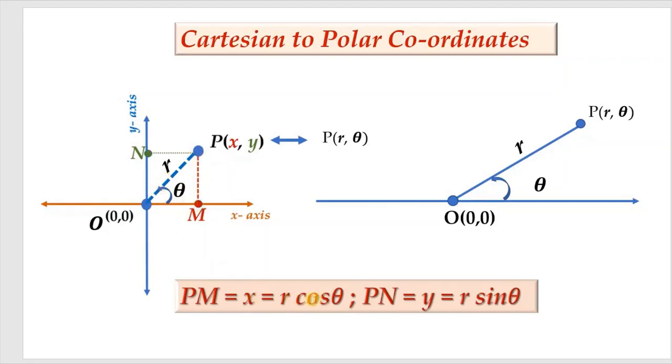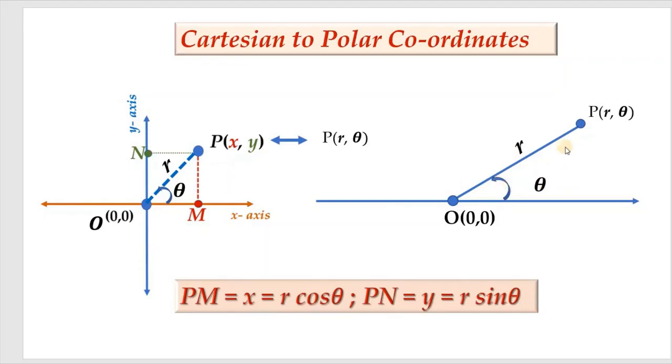X is equal to r cos theta and y is equal to r sin theta. So this is called the initial line, and this point is termed as the pole. This is the vectorial angle. This is the radius vector, we can call it, and theta is the vectorial angle.